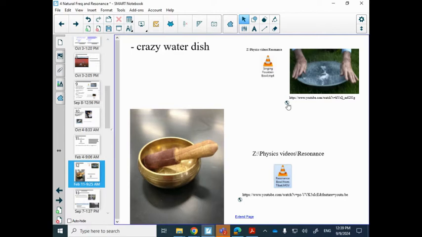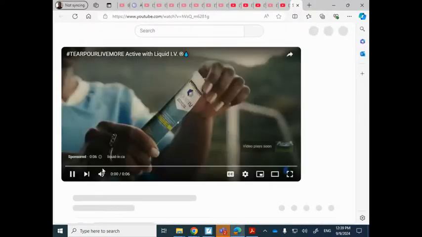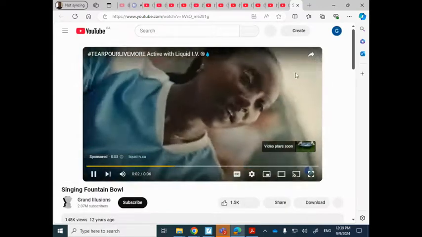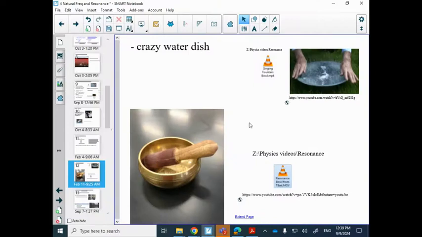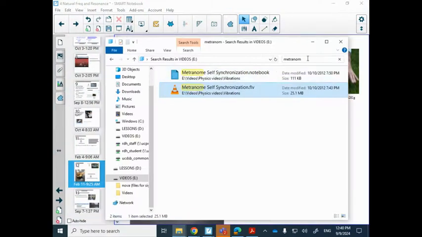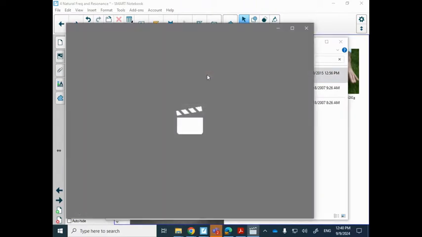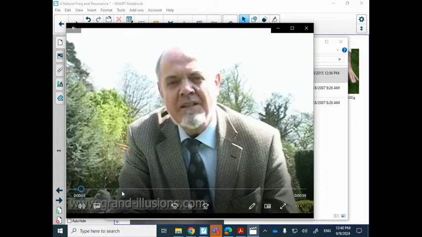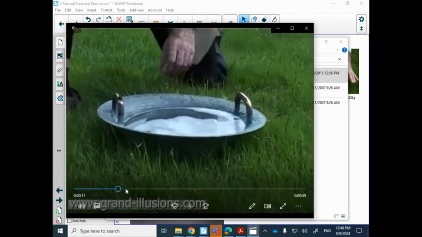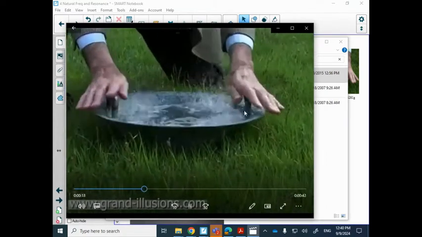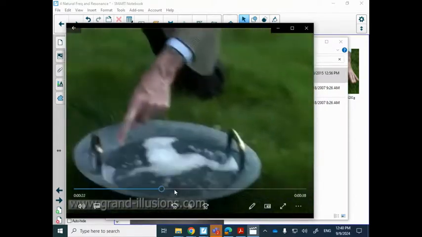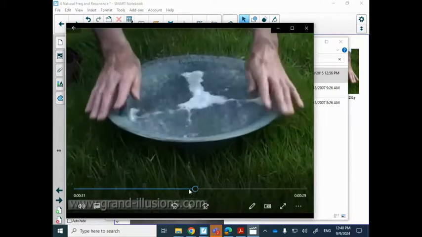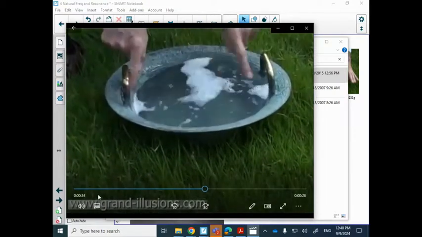The singing fountain, this is just a weird, crazy water dish resonance thing going on. Oh, it's going to be an ad here for this one. Let's cancel that. Go back to singing fountain. So I'm going to go ahead a little bit to where he just starts doing it. But basically, a certain frequency vibration here builds up lots of vibrations in the bowl, and you get spots. And so, kind of weird.